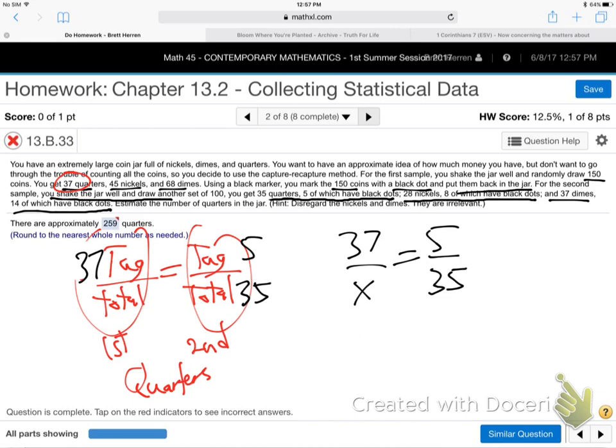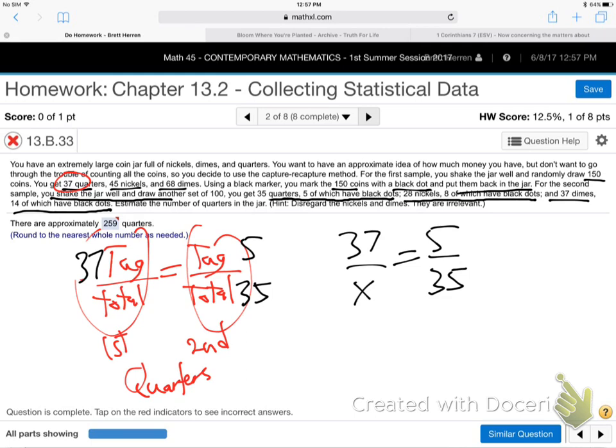Everybody see how I came up with that? Those are all numbers related to quarters, right? All related to quarters. 5 tagged quarters out of 35 in the second catch. 37 tagged in the first catch. Find X, the total number of quarters. Does that make sense? We're trying to find the total number of quarters in the jar.